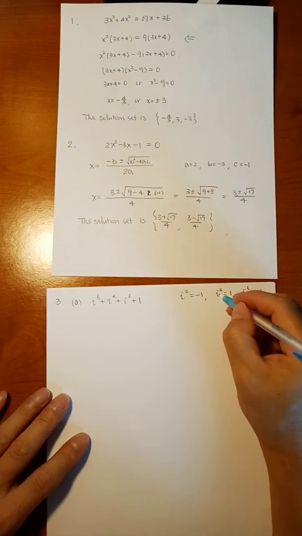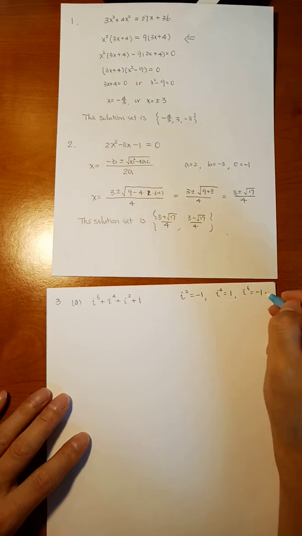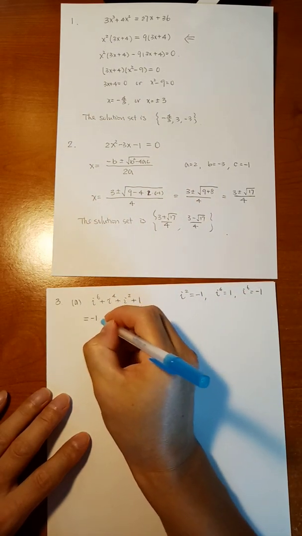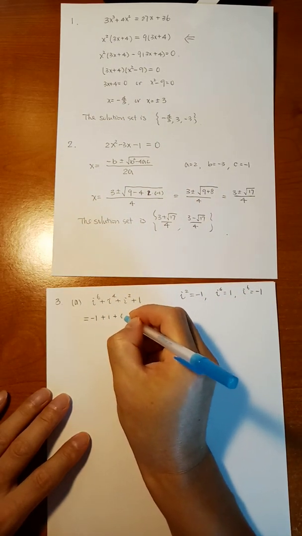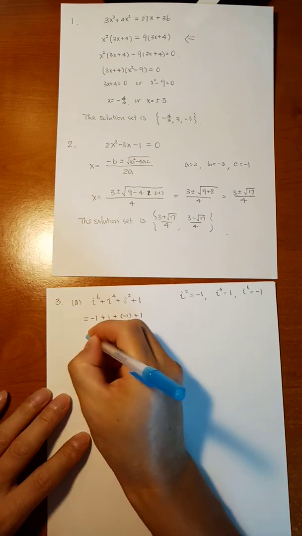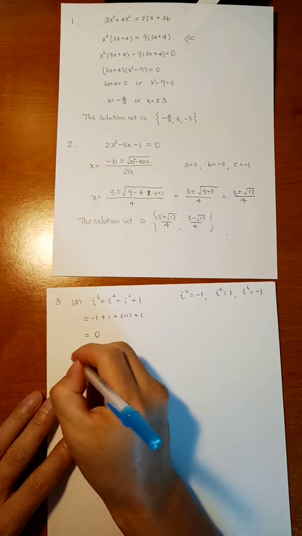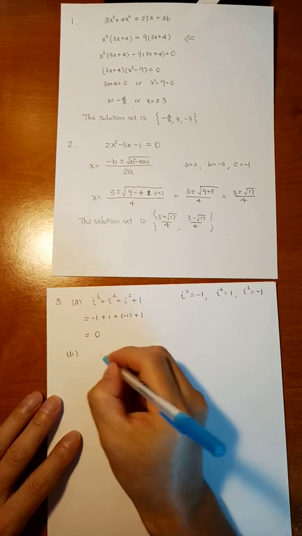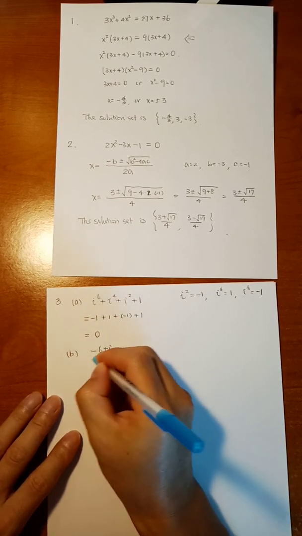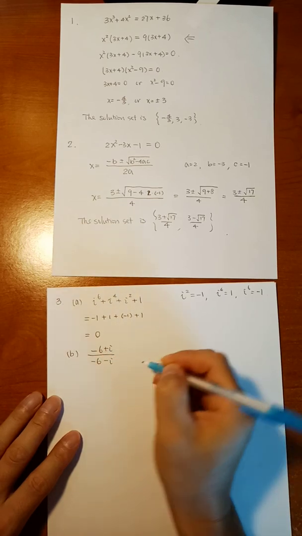Okay, i to 6 is i to 4 times i squared. i to 4 times i squared is 1 times -1 is -1. So it's -1 plus 1 plus -1 plus 1. So the answer is 0. The answer is 0. B, -6 plus i over -6 minus i.